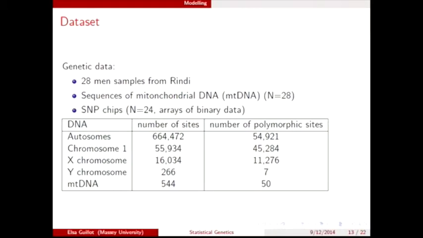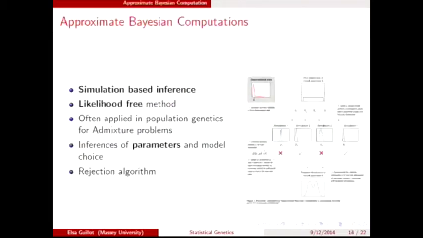And within this data, we have signal. That's the number of sites that show polymorphism, so at least one individual is different from the others on this site. That's for the autosomes. If you only look at one chromosome, we still have quite a lot of data. The X chromosome, same. The Y chromosome, you can see we don't have much data. So unfortunately, we're going to have to drop the Y chromosome because the data is not good enough. And that's our mitochondrial DNA sequence.